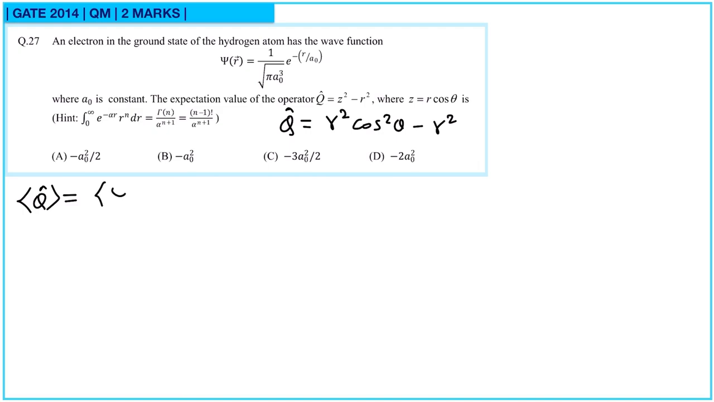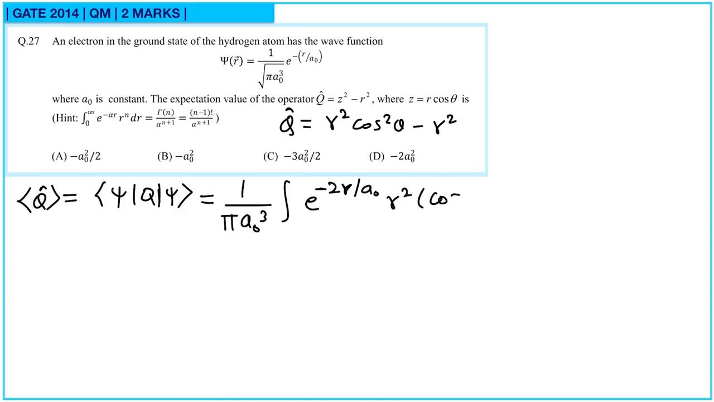Expectation value of q is equal to psi q psi, and this is a normalized state, so we don't have to worry about psi dot psi. So this will be equal to the square of psi, that will be 1 upon pi a naught cube, and then we have integration over e raised to the square of this, so minus 2r by a naught, into q, that is r square. We can take r square common, and in the bracket we have cos square theta minus 1, into d tau, and d tau is r square sin theta dr d theta d phi.